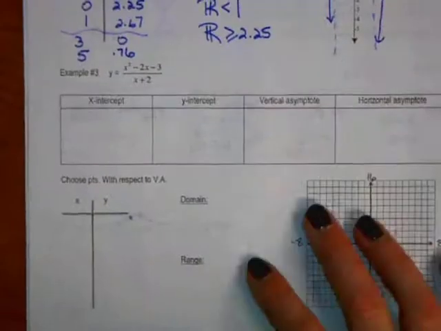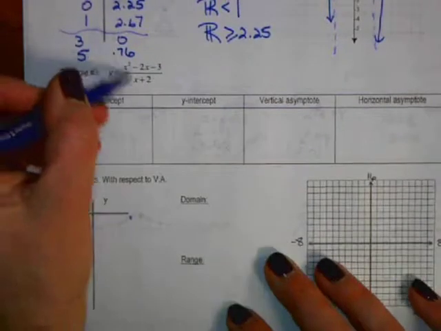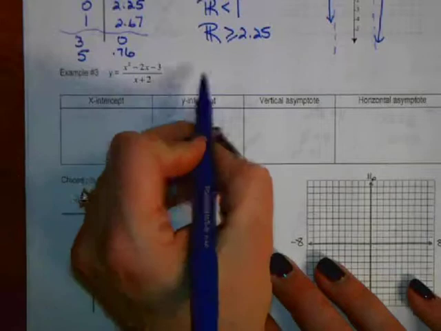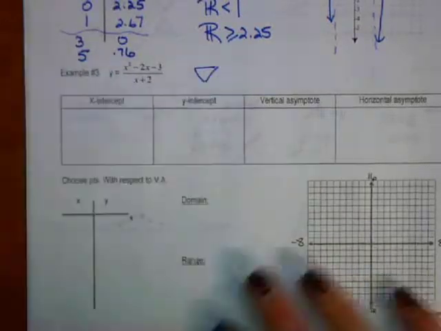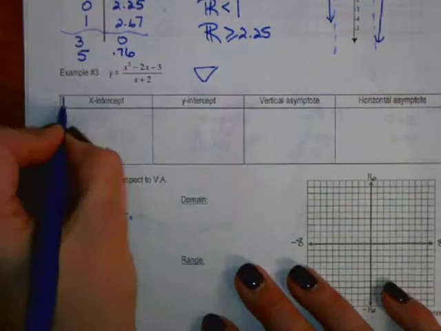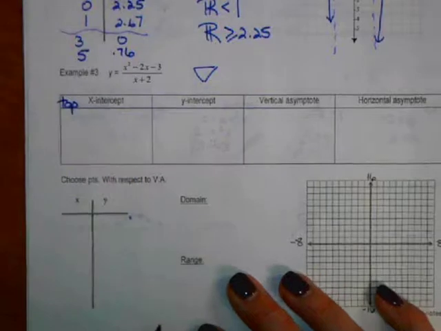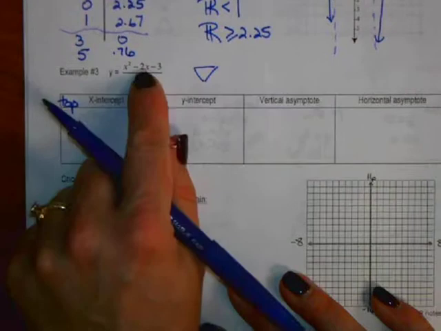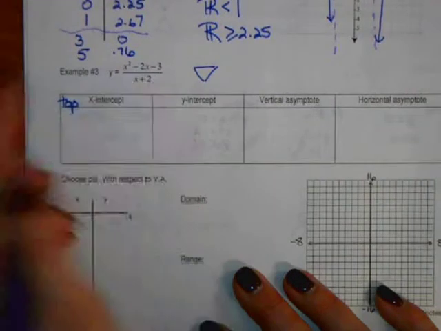All right, this one, notice that it's top heavy. It's top heavy. Is it going to have a horizontal asymptote? It won't, but we'll find that out. Okay. X-intercept based on the top. Oh, look at that. We have to factor. We got to factor that.